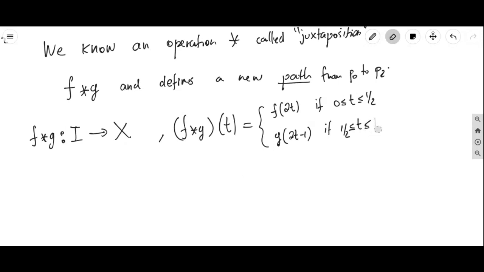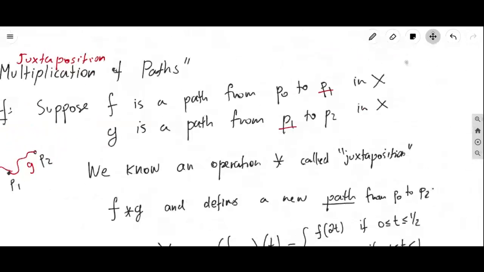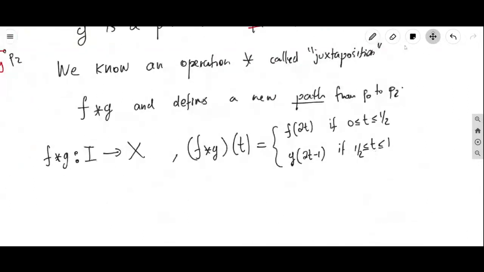Now, if t is equal to 1, then this is g of 2 minus 1, g of 1. So that's the endpoint of g. But as you can see, g is a path from P1 to P2. So the endpoint is going to be on P2. So you have constructed a direct path from P0 to P2.